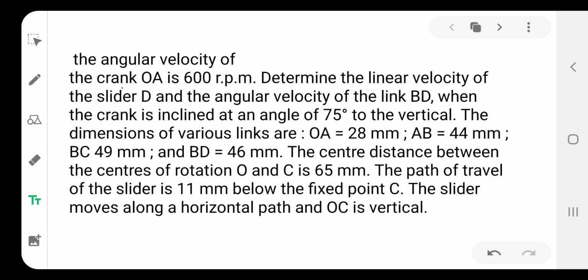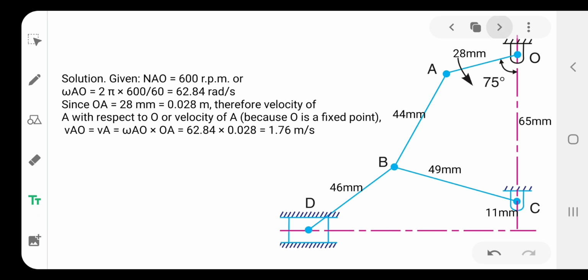OA equal to 28 mm, AB equal to 44 mm, BC equal to 49 mm, and BD equal to 46 mm, and the distance from fixed point O to C is equal to 65 mm, and from C to the horizontal line it is equal to 11 mm. So this is the data given in this problem.